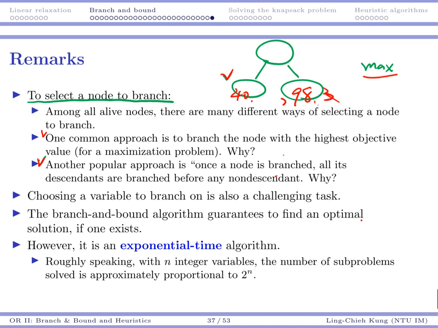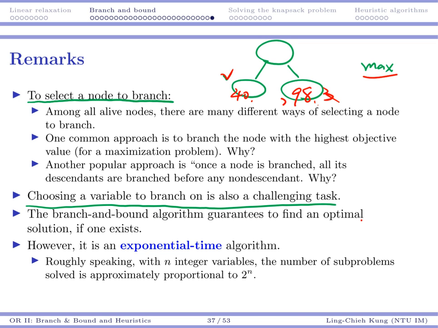Okay, so no one can say whether this one is better than that one or that one is better than this one. But anyway, there are still many researchers talking about this and doing research on this. And when we are trying to use branch and bound, we somehow need to know this issue exists. Okay? Choosing a variable to branch on is also a challenging task.